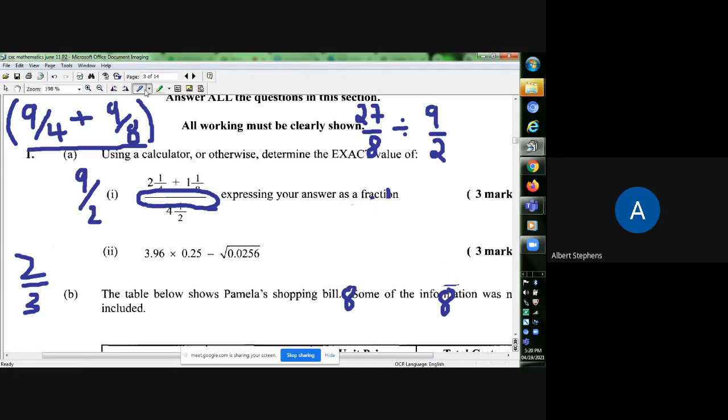So this program doesn't have an eraser. So sorry about that.